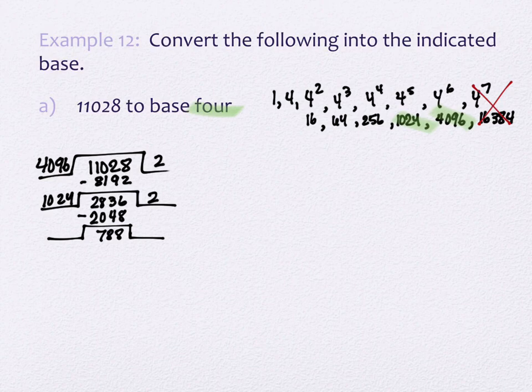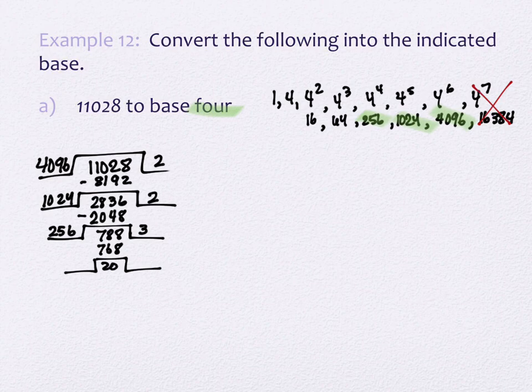Okay, so I've taken care of dividing by the 1024. Now I'm going to divide by 256. How many 256s are there in 788? It's 3. What's 3 times 256? 768. And if I subtract, what do I get? 20.